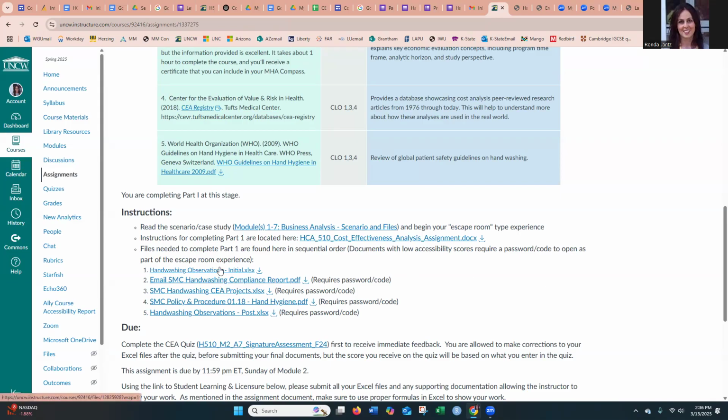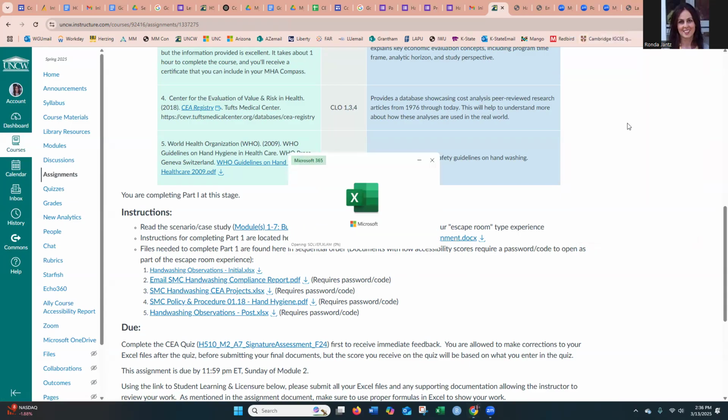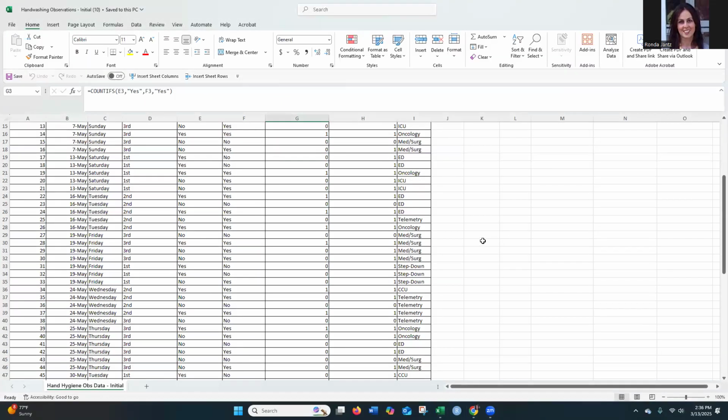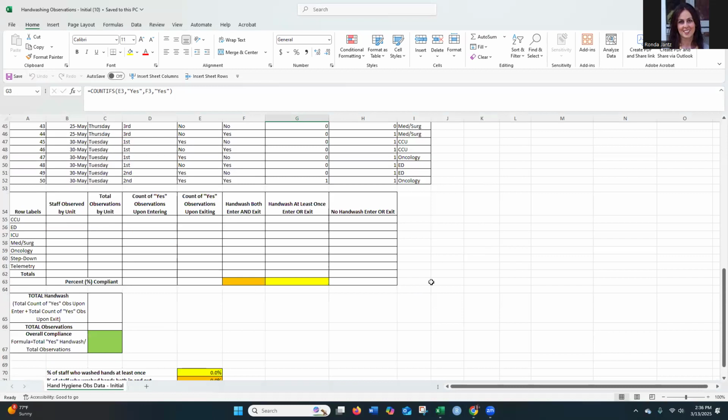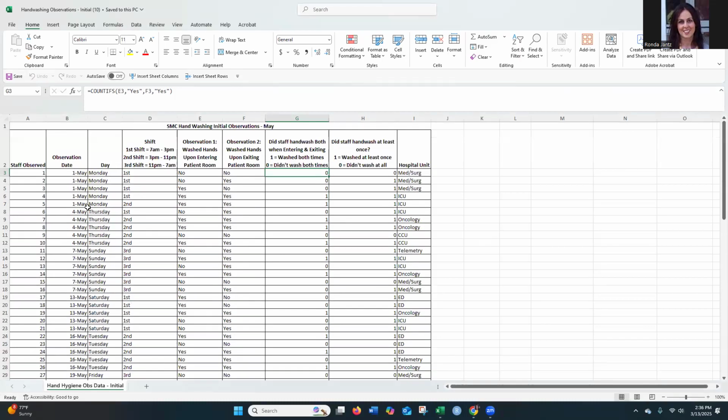So first, you're going to click on hand washing observations initial. We're going to download this file, and it is going to open without a password. We're going to select Enable Editing, and then we're going to go down to the bottom and see that we have a table to fill out. The data is found in all of these columns. I'm going to go through each of the columns with you.